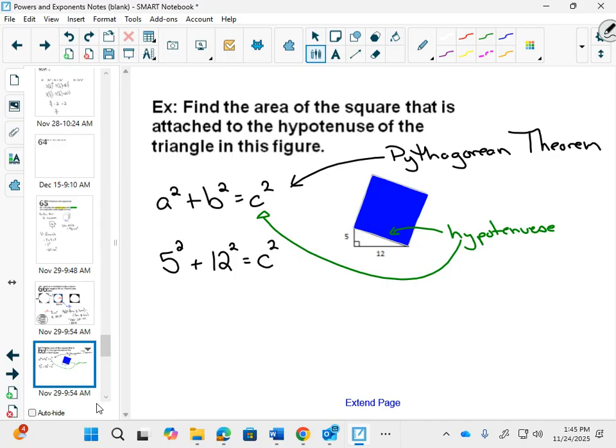Exponents first. So 5 times 5, that's 25. Oh, there's a few of you that remember 12 times 12. 144. Add them together, you get 169. Do we remember what is the opposite of squaring? Did we learn this? Yes, we did.